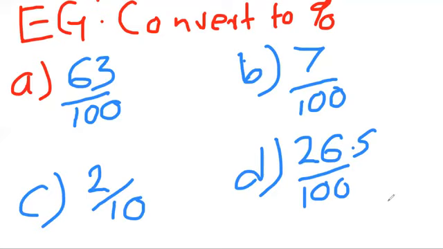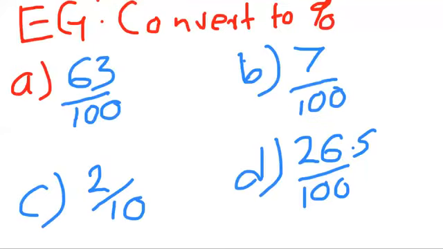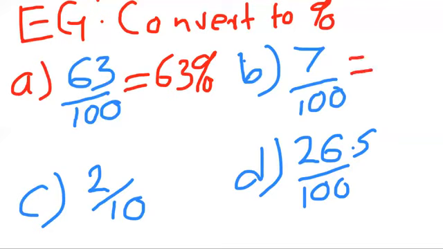These are quite simple questions with simple answers. I'll give you the answers very fast. As you know, percentage is actually something out of 100. As you can see there, percentage is something out of 100. So how do you go about this? 63 out of 100 is actually 63%. What about 7 out of 100? It is equal to 7%.